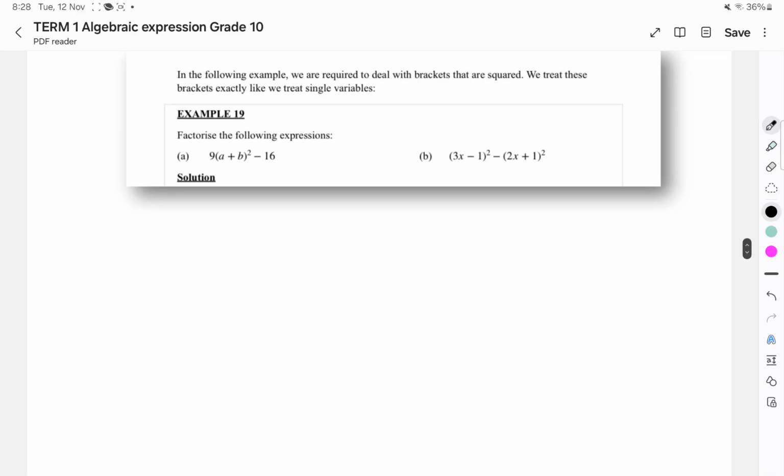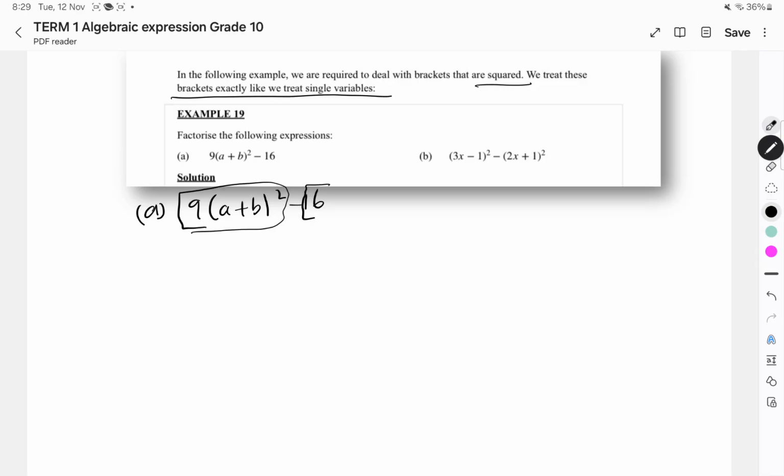Example 19. In the following example, we are required to deal with brackets that are squared. We treat these brackets exactly like we treat single variables. So let's have a look. I'm having number A, 9(a plus b) squared minus 16. So this is one term as a whole, and then this is another. I don't have a common number. The only thing I can think of, I have a minus between the terms.